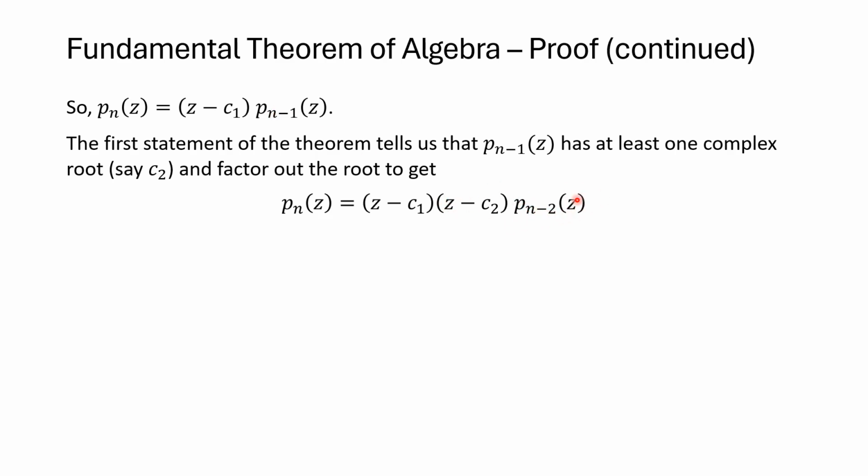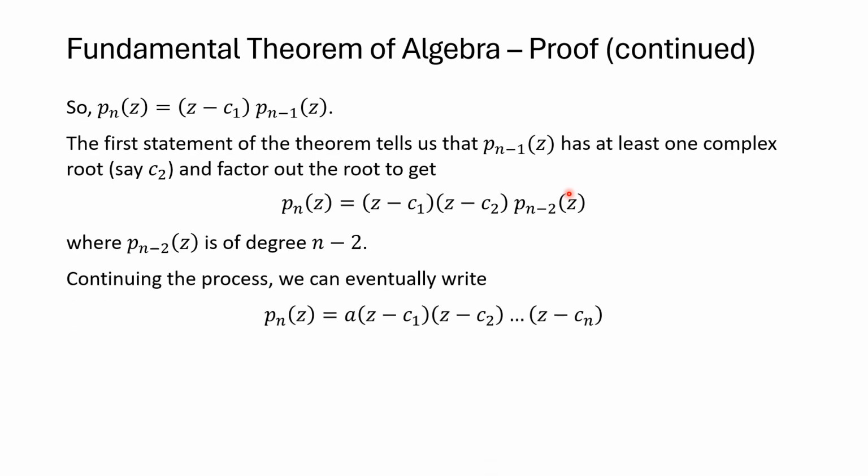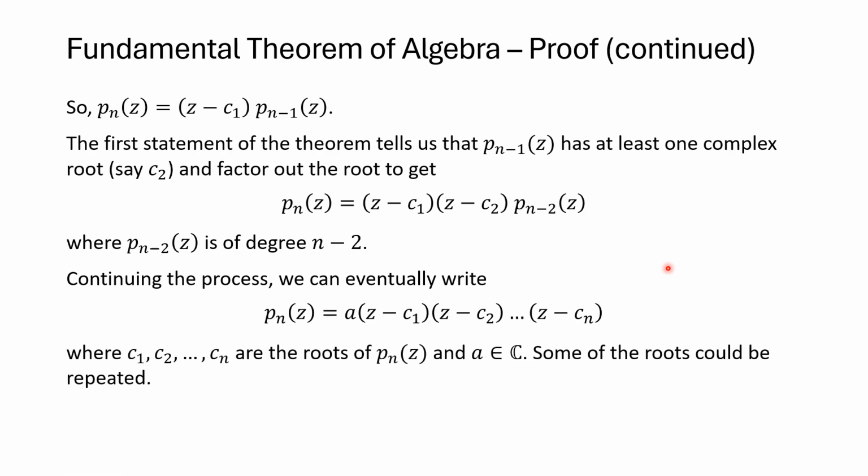This P_{n-2} is the second n minus 2 degree polynomial. There is a potential constant, but we can show that that's 0 just the way we did before. And then we continue the process. Eventually we run out of degrees, and we just get the whole thing factored here: P_n(z) equals a constant times (z minus c1) times (z minus c2) times ... times (z minus cn), where c1, c2, ..., cn are the roots. And just note that they can be repeated.